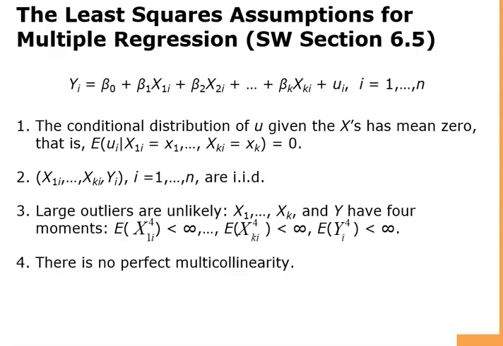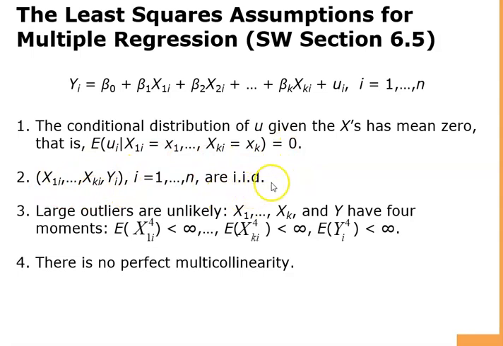So now let's take a look at the least squares assumptions for multiple regression. These also pretty much remain the same as in the case of only one regressor, apart from the fourth assumption which we are going to add over here. The first assumption is that the conditional distribution of u given the x's has mean 0. It simply means that the covariance between u and all the x's is actually equal to 0.